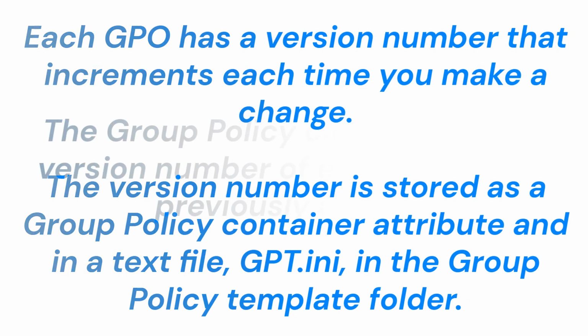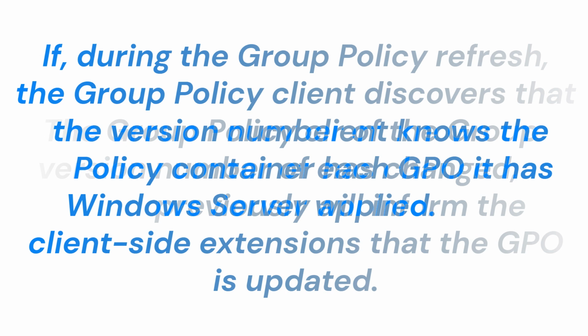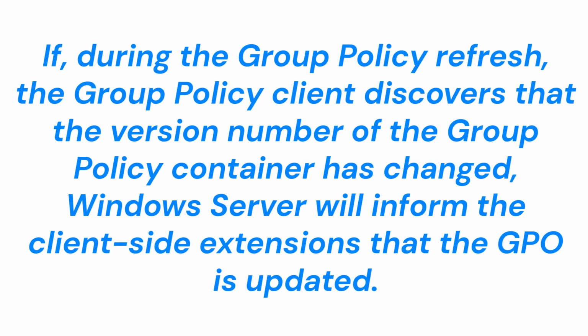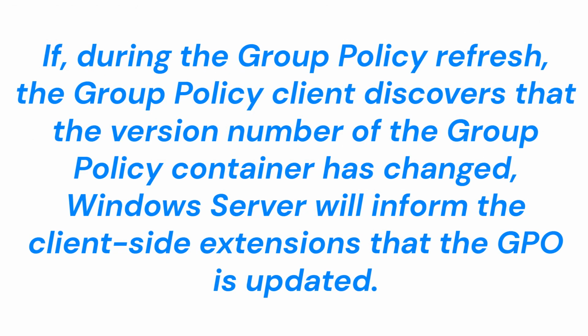The group policy client knows the version number of each GPO it has previously applied. If, during the group policy refresh, the group policy client discovers that the version number of the group policy container has changed, Windows Server will inform the client-side extensions that the GPO is updated.